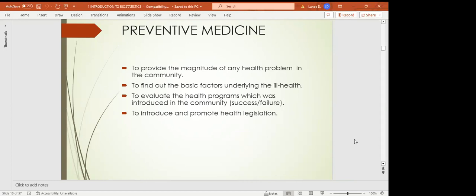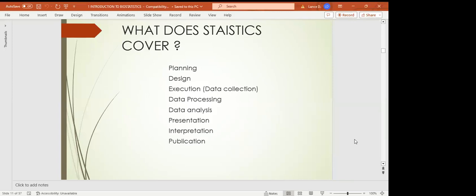So, for example, currently, if we talk about preventive medicine, we have a massive campaign about exercising, Jamaica Moves, by the Ministry of Health, because they've realized that a lot of persons are having what you call non-communicable diseases, things such as diabetes, things such as hypertension. It's basically the way you live. It's a lifestyle disease. So they're trying to do preventative medicine to limit the amount of persons who have this. Now, if we look at statistics generally, it covers several things.